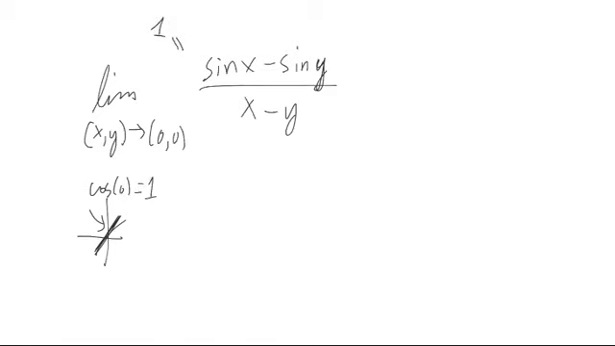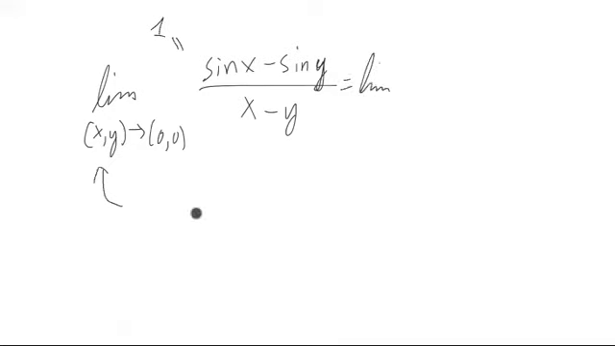Let's see if that's actually what we get, but let's use L'Hopital's rule in some sense. Wait, L'Hopital's rule? We can't do that. We've got two variables. Yes, we have two variables. So we better use maybe a chain rule in order to make it one variable, so that it would actually apply.